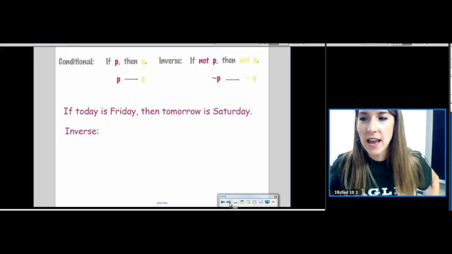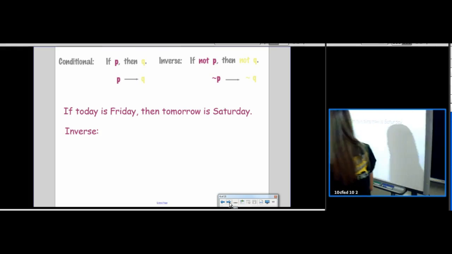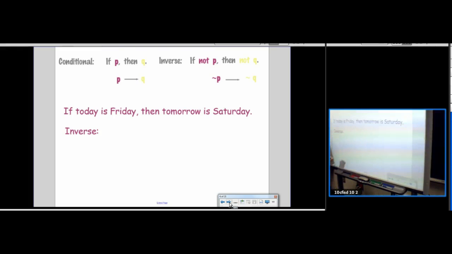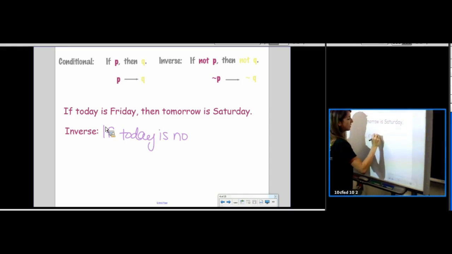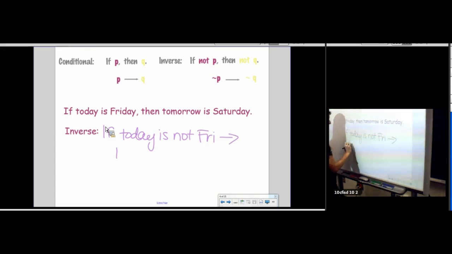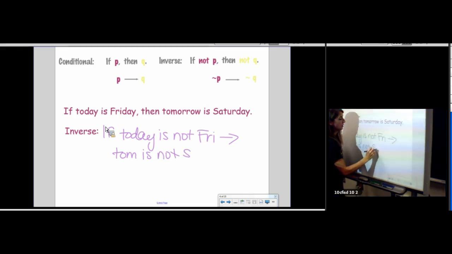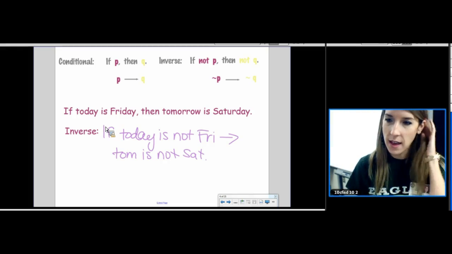If today is Friday, then tomorrow is Saturday. All right, very good. So we're just going to put a not in the hypothesis and a not in the conclusion. If today is not Friday, then tomorrow is not Saturday. All right, let's determine the truth value of these.